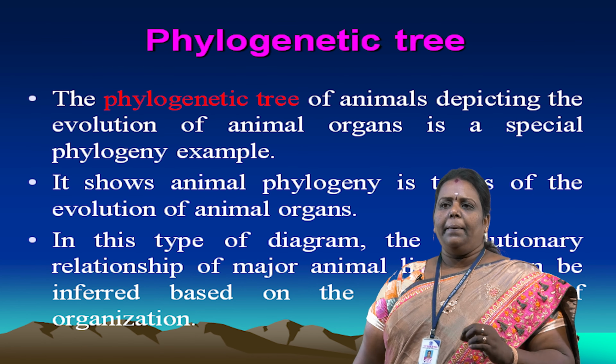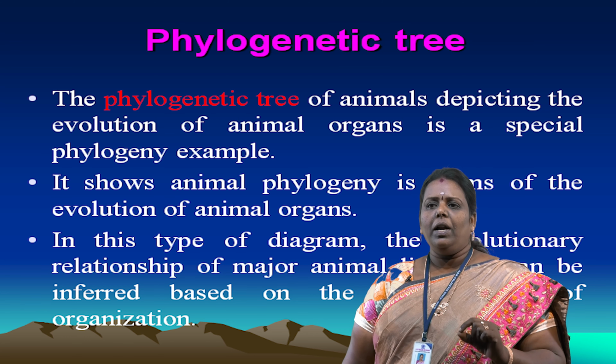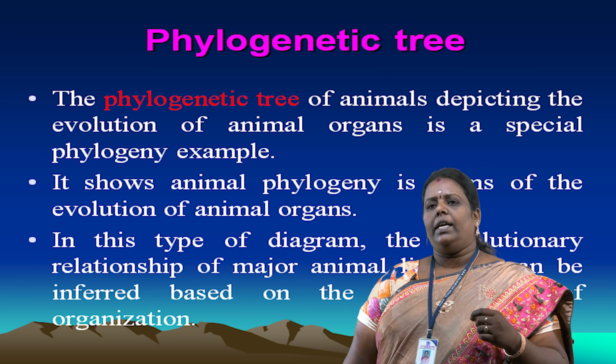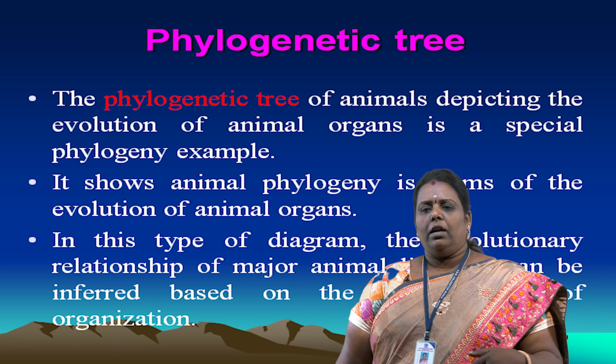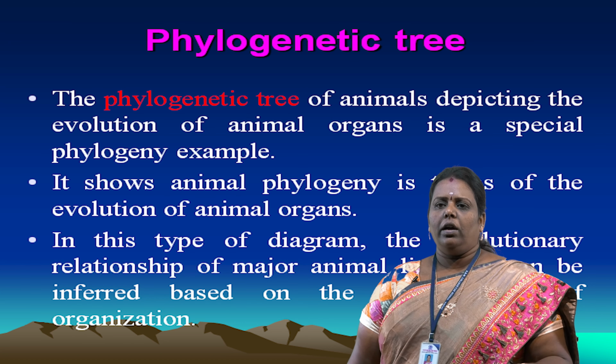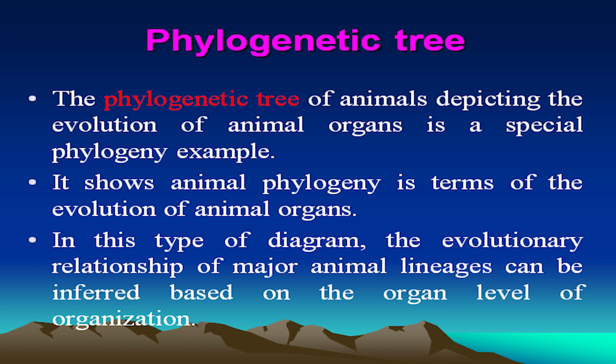Phylogenetic trees of animals depict the evolution of animal organs, which is a special phylogeny. These are examples. But how are animal organs varied? Maybe external organs, locomotory organs, flagella, cilia, and the internal organs, ectoderm, endoderm, everything varies. That is called phylogeny. Animal phylogeny is the evolution of animal organs. In this type of diagram, phylogenetic trees show the relationship of major animals, and it is inferred based on the organ level of organization.